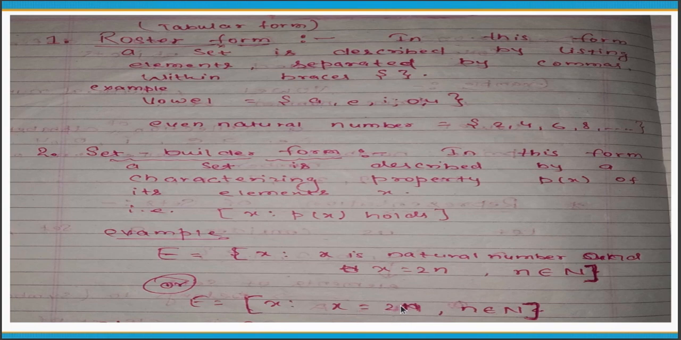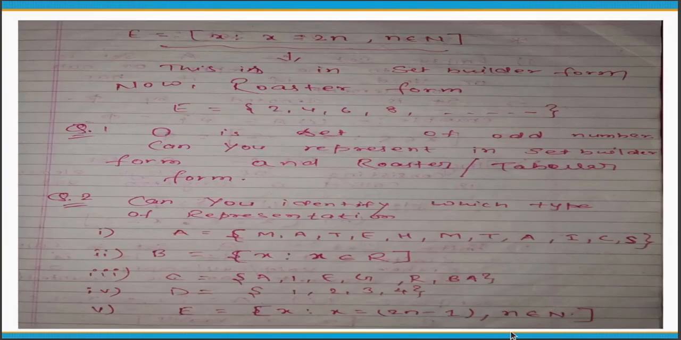This is the set of even numbers. This is the characterizing property of x equals 2n. It describes all the even numbers where n belongs to N, the set of natural numbers. This N means set of natural numbers. Now this is the set builder form. You can write this in roster form as 2, 4, 6, 8 and so on, like this way.